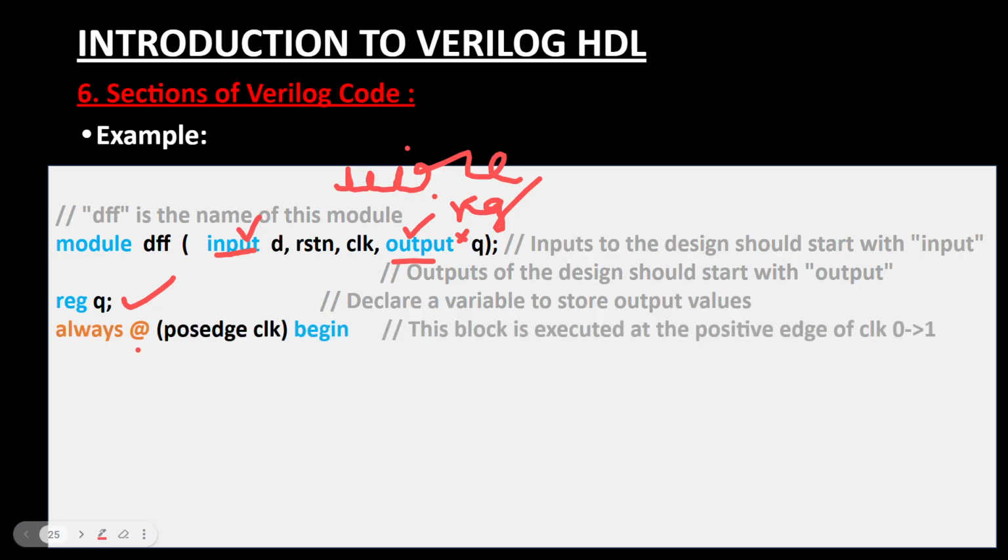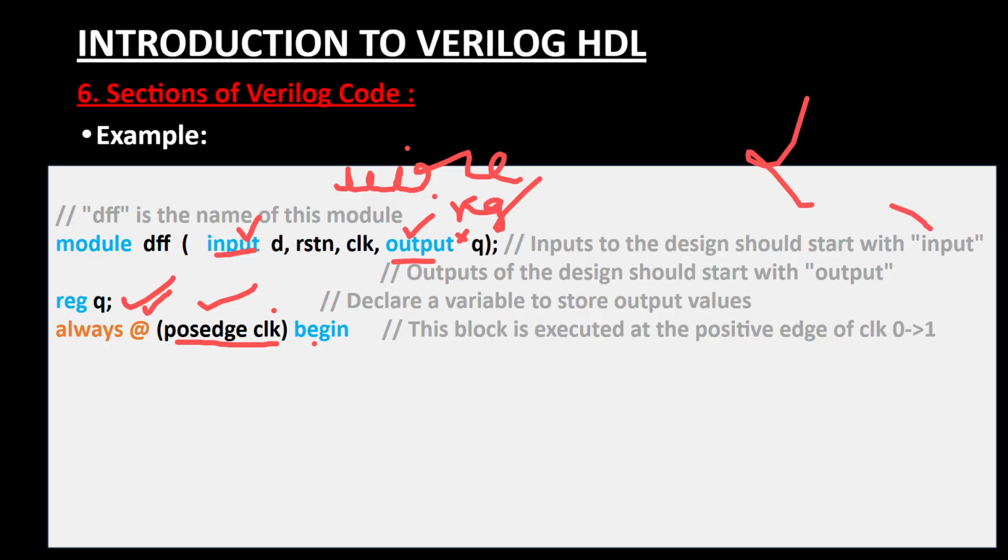Always at the rate posedge clock begin. Always at the rate is a behavioral block which will be executed infinite times, and the changes will occur according to the posedge clock or the events specified over here. At the rate means the event. The always block will change based on the event list provided over here in the braces. Begin is like curly braces in C.